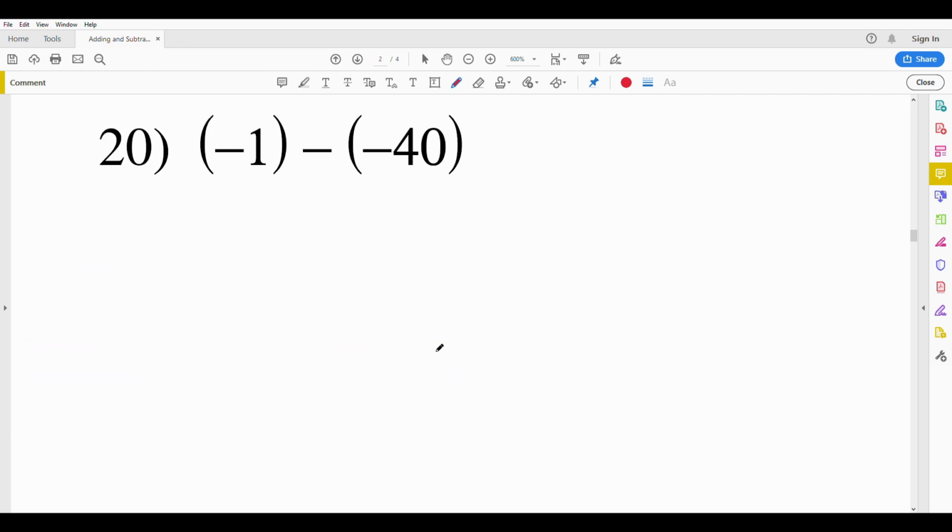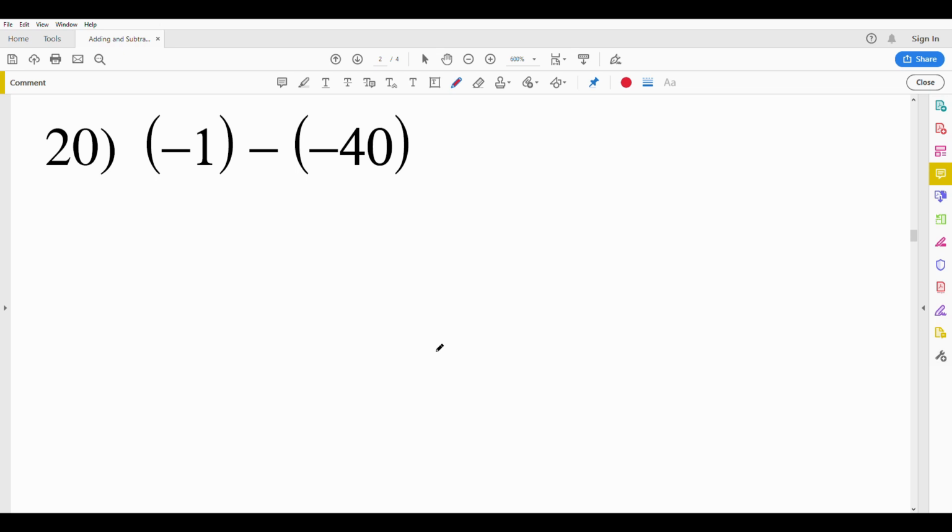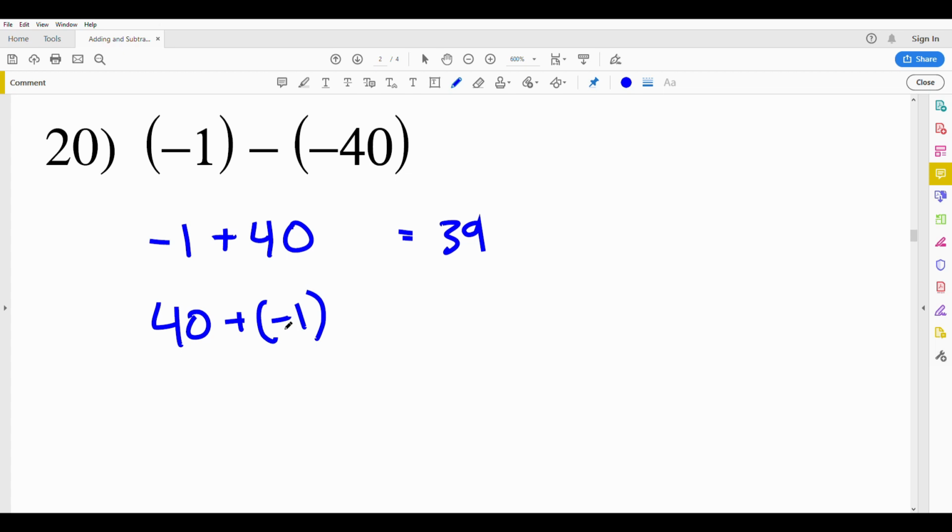In number 20, right away you should see that we're subtracting a negative, so think of that as adding a positive. Negative 1 minus a negative 40 is negative 1 plus a positive 40. Negative 1 plus 40 is going to equal a positive 39. But if you want to think about this, we can rewrite it as 40 plus a negative 1. And remember, when we add a negative, we're moving to the left, which is the same as subtracting on the number line. So 40 minus 1. That is indeed 39.